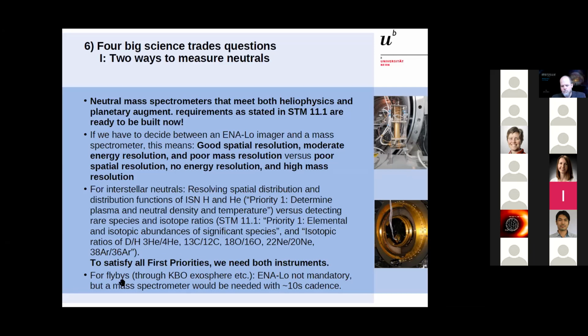Just as a side note here, if we also think about the planetary aspect, so if we talk about flybys, I'm getting to Pavel in maybe 10 seconds. If we talk about flybys, the ENA low emitter is not mandatory, but a mass spectrometer would be needed, basically with a 10 seconds cadence, which is okay. That's feasible.